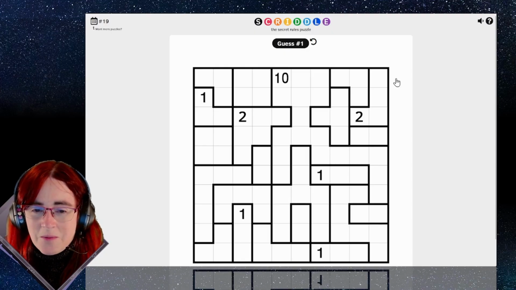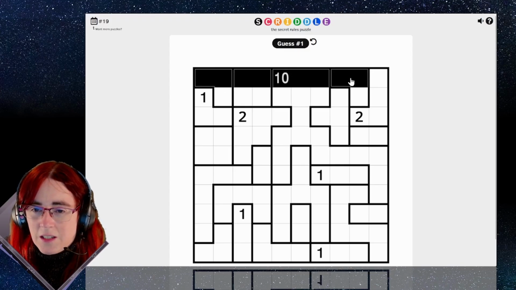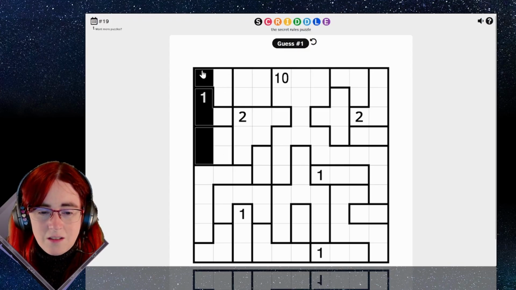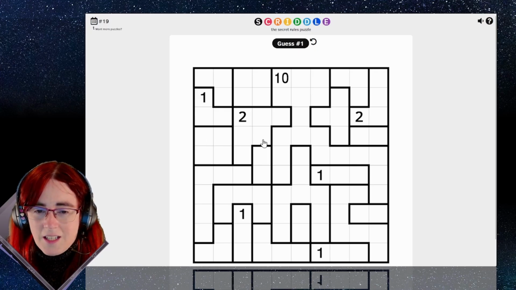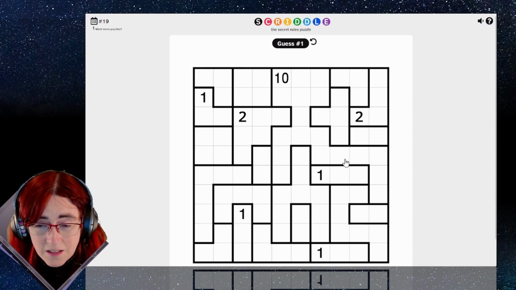Let's have a look. What can we see here? So we can toggle any box, including the ones with numbers on them. We have what looks like a 10 by 10 grid with rooms. Some of the rooms have numbers in them. The numbers look like they are attached to the rooms again.